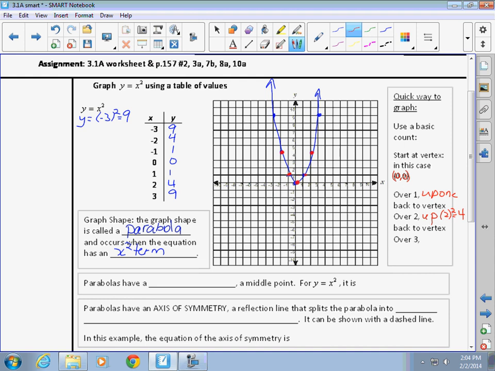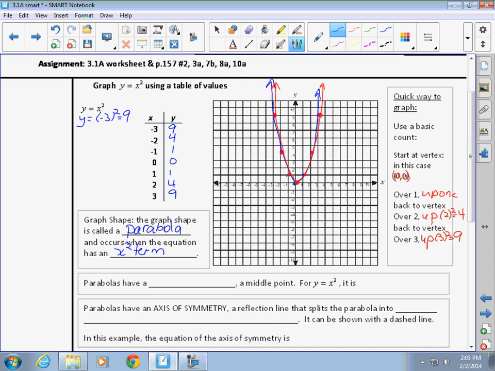So you always go back to the vertex. If I go over 3, then I'm going to go up 3 squared, which is 9. So over 1, 2, 3, up 9, puts me here. Over 3 to the left, so it's negative 3, up 9, puts me there. So you can see by doing my up and overs, or over and ups, I end up with the exact same graph. And you'll see as we move in this chapter, using that basic count is going to save you a lot of time instead of doing a table of values. The only thing is you have to remember whatever you move over, you have to square when you do the up movement for it.